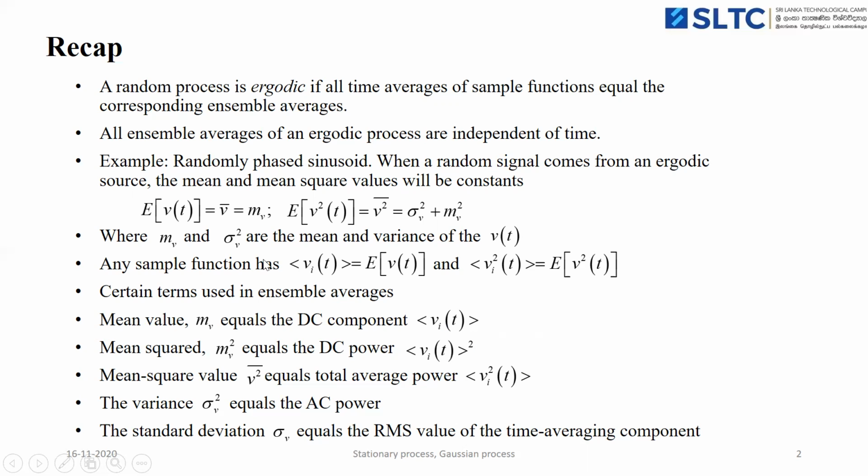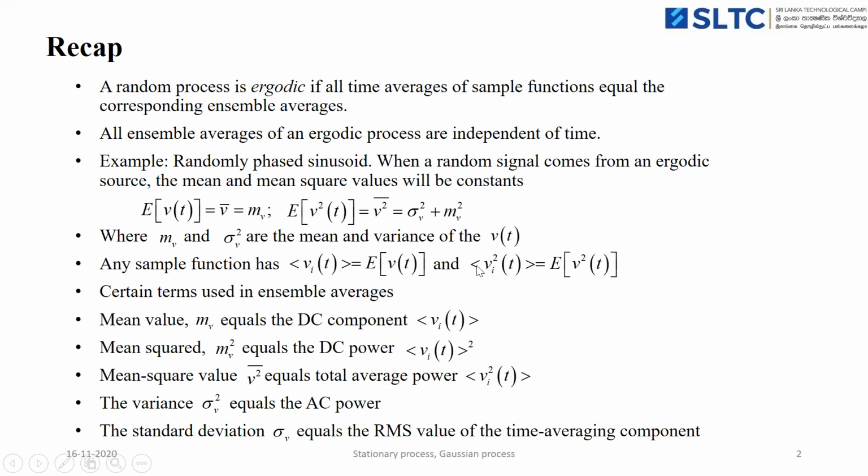In the ensemble random process, we are using some notation. This notation indicates the average of the ensemble v i of t, where i varies from 1 to n. There are n sample functions. By averaging these n sample functions, it will be equal to the expectation of the random function v of t. If the given random process is independent of time, then we can say that the average of the ensemble equals the expectation of v of t.